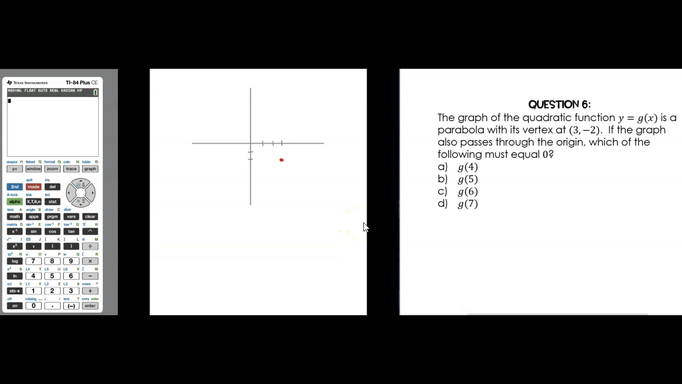And they also give me one more additional piece of information. They tell me that this parabola passes through the origin. And the origin means the same thing as the point (0, 0). So I also know that this parabola goes through this point right here.